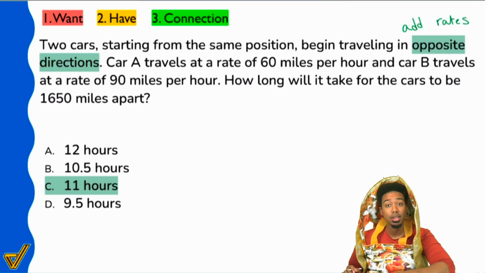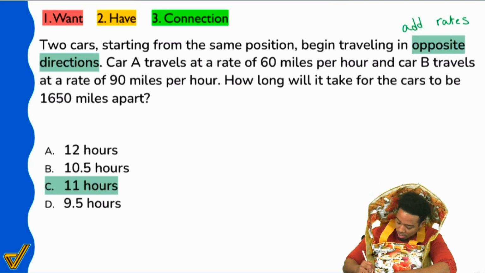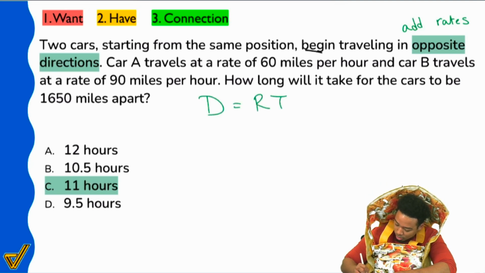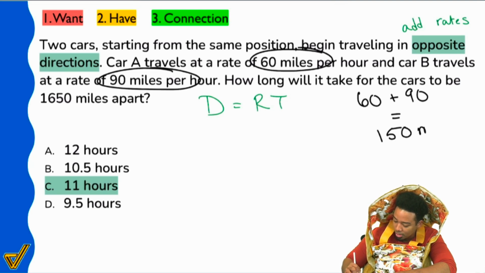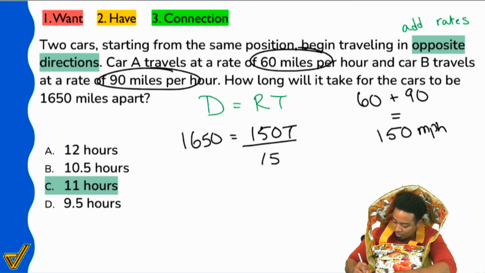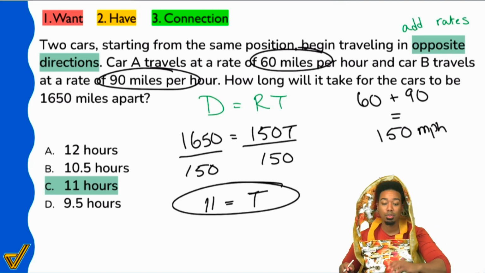So with that said, we have ourselves our distance equals rate times time, but our rate is going to be the 60 miles per hour and the 90 miles per hour added up because they are traveling away from each other. So that would be 150 miles per hour. So you have 1650 equals 150t. Dividing both sides by 150, that gets you 11. 11 equals t, and that would be your final answer.